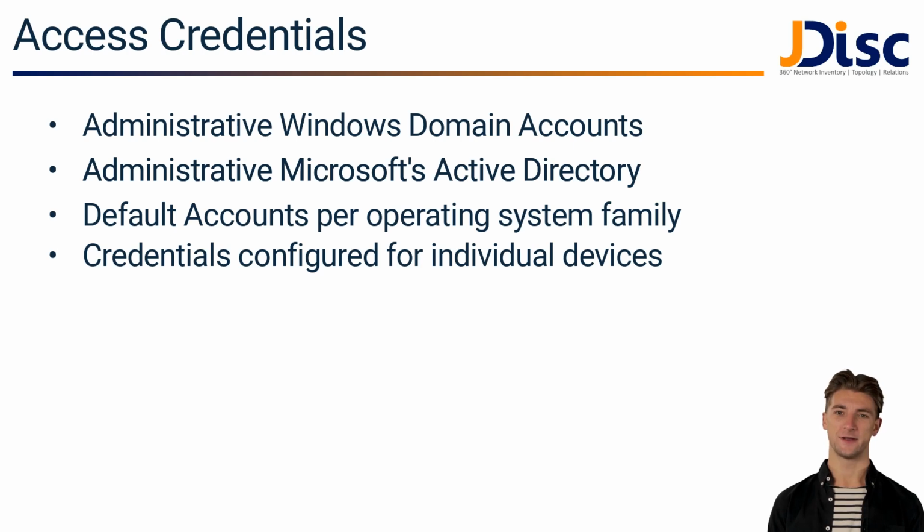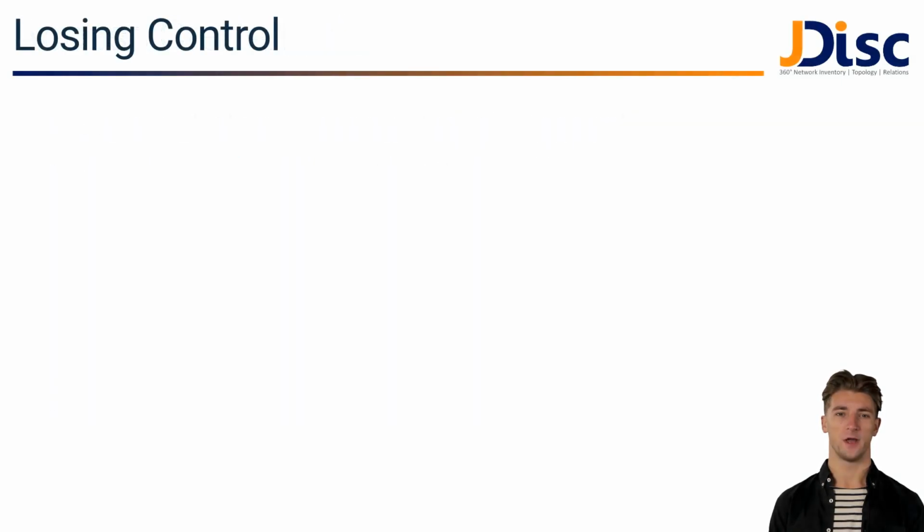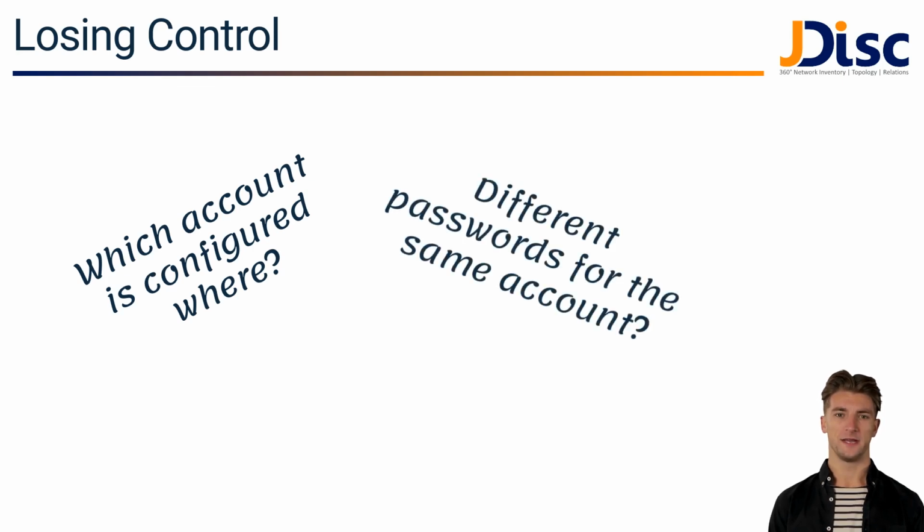Typically, an access credential is a pair consisting of a login and password. In some cases, there are special credential types such as SSH keys, SNMP version 1 communities, or SNMP version 3 accounts. All those accounts need to be configured in several places within our configuration. It can become difficult to understand which account is used in what part of the configuration. Did I possibly configure different passwords for the same accounts? Configuring different passwords for one account can lead to locked accounts, depending on the policy.